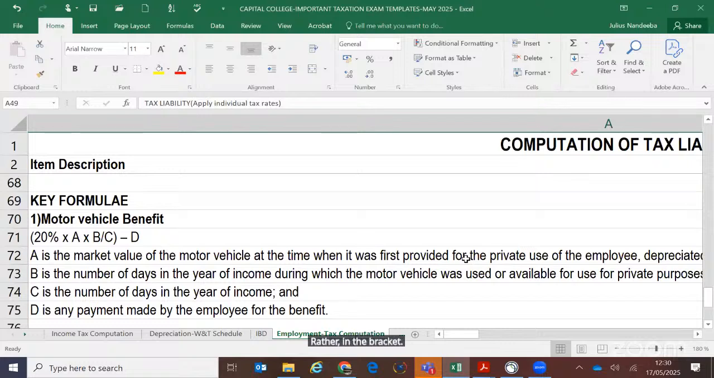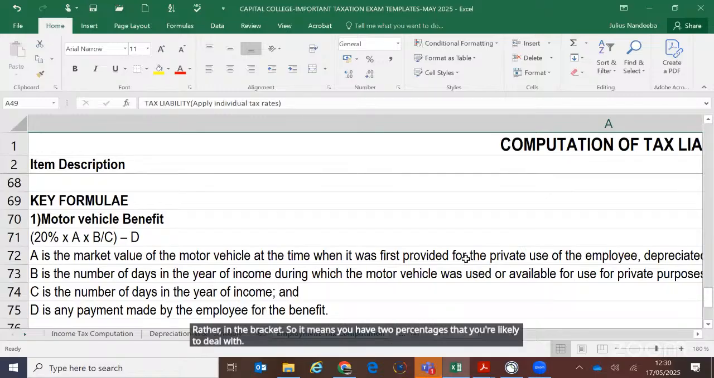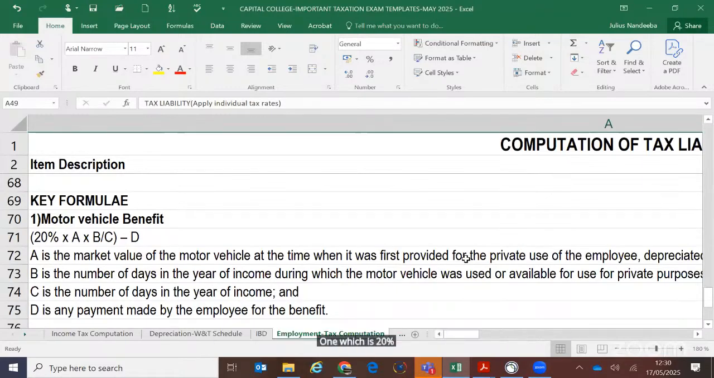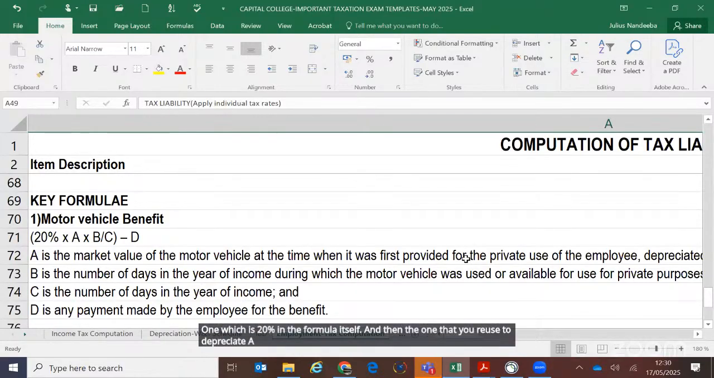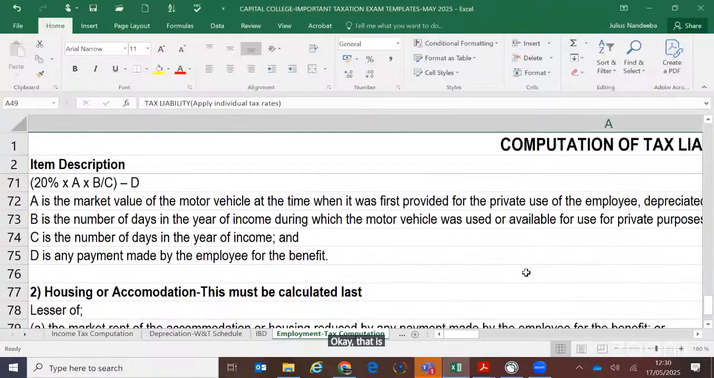So it means you have 2 percentages that you're likely to deal with. One which is 20% in the formula itself, and then the one that you use to depreciate A. So don't get confused by the two. Okay, that is motor vehicle benefit.